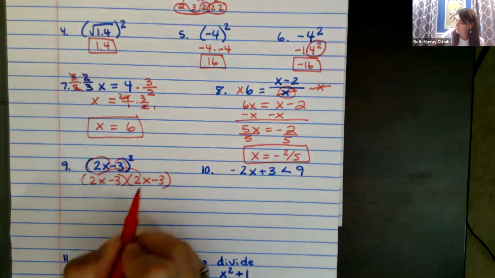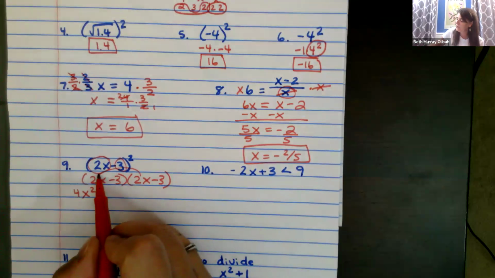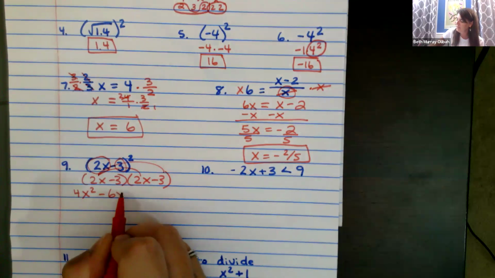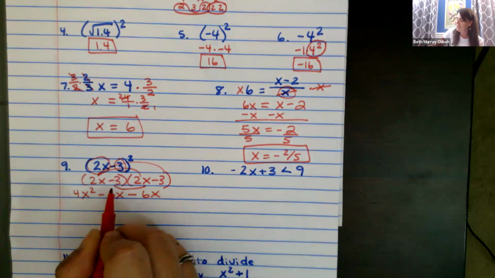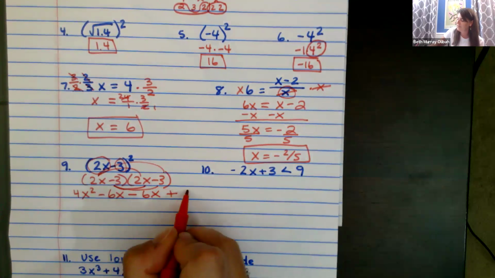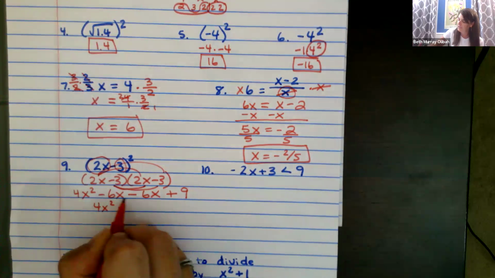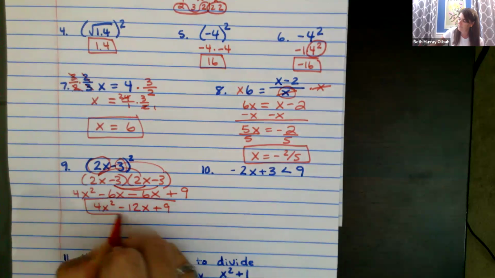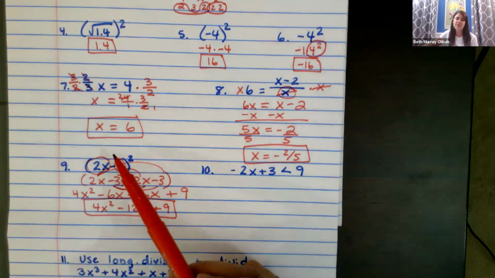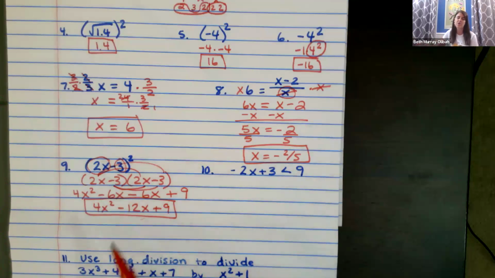So 2x times 2x is 4x squared. 2x times negative 3. Negative 3 times 2x. And negative 3 times negative 3 is positive 9. And then you can put the two middle terms together. So this would be your final answer. So if all you did in the beginning was square the 2x and square the 3, do you see you would completely miss out on that negative 12x? So that's why it's wrong.